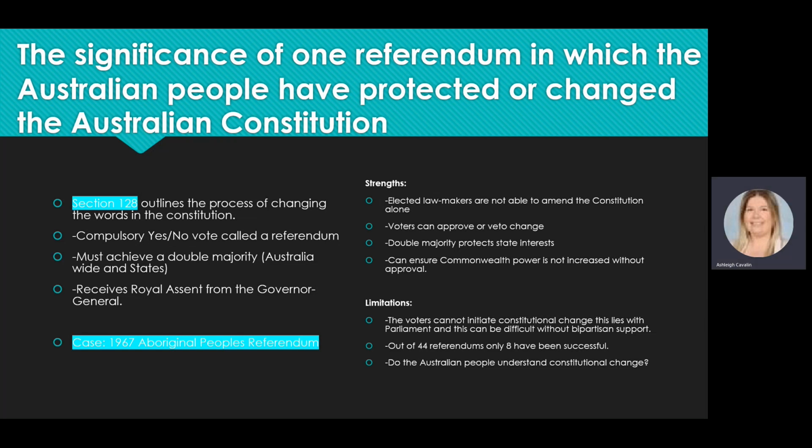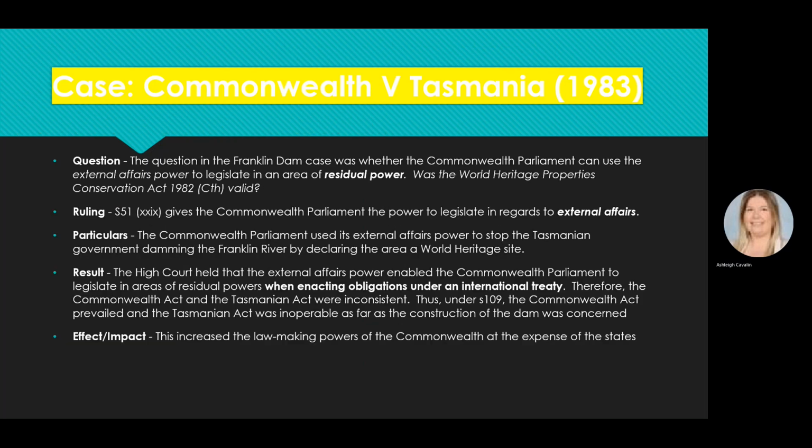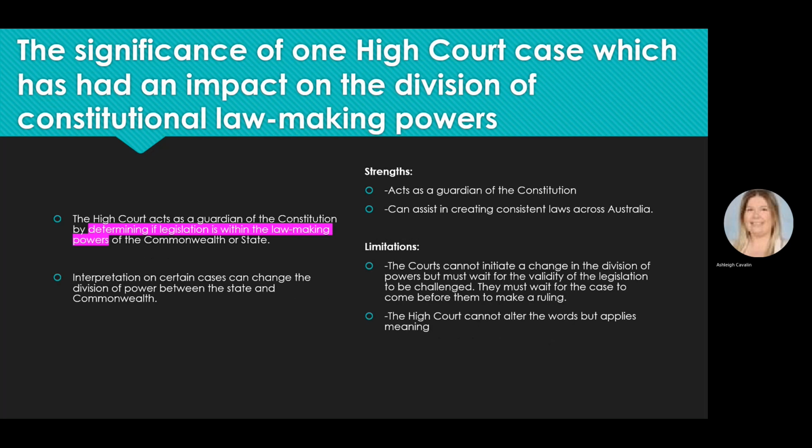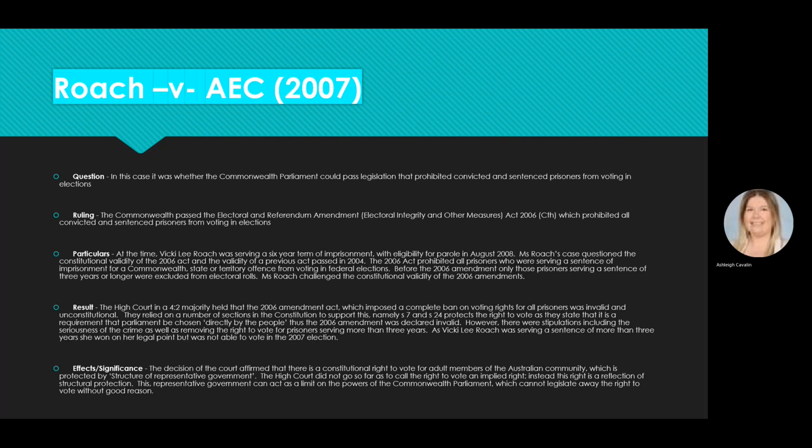Our negatives. The voters cannot initiate constitutional change. This lies with Parliament, so we can't call a referendum, Parliament does that. Out of 44 referendums in this country, only 8 have ever been successful. And there is a big question out there about whether Australian people understand constitutional change. We'll come back to that example in just a moment.